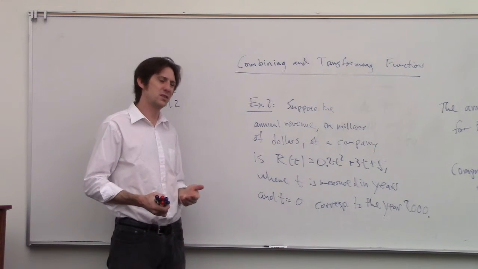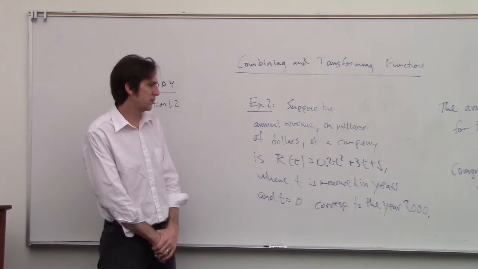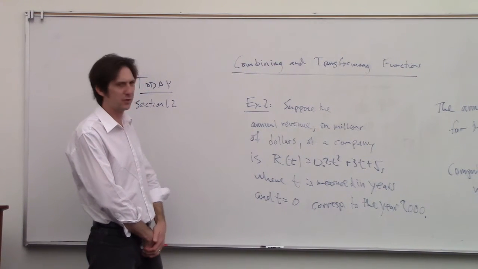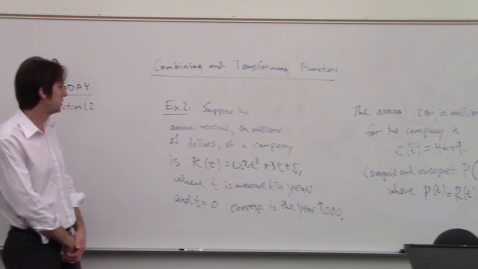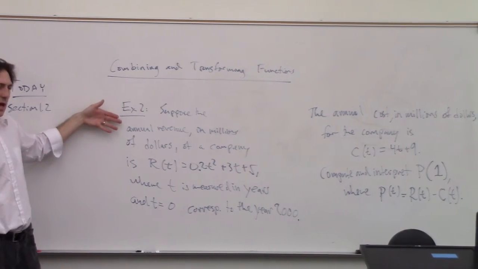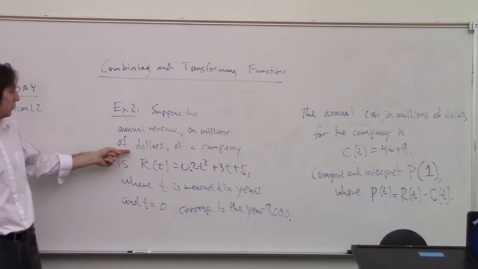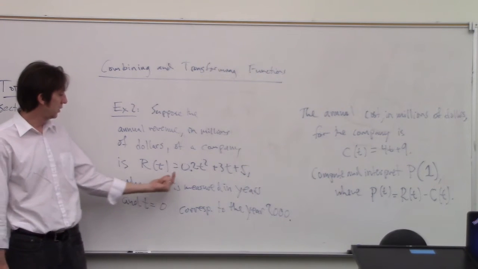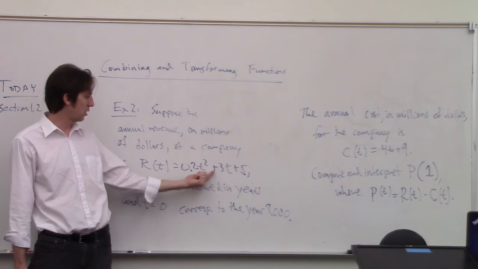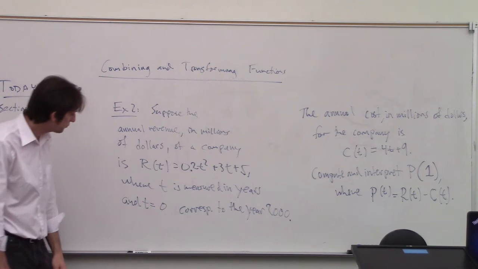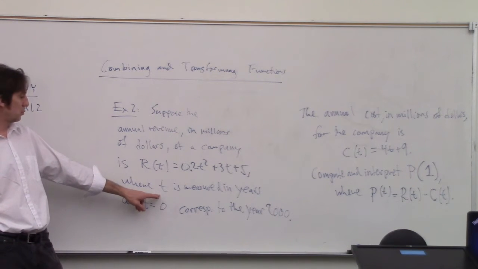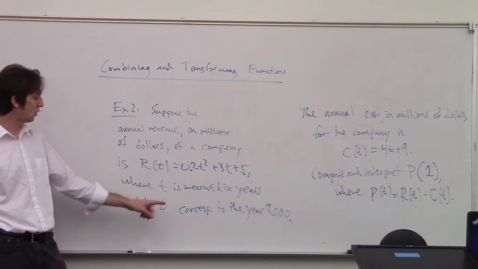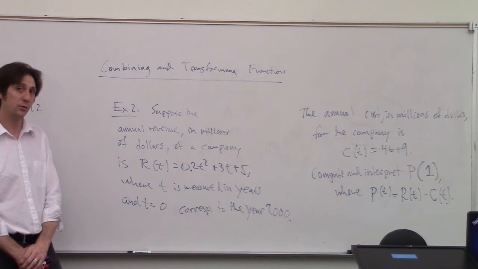I don't normally like to do examples exactly as they are in the textbook, but with this one I decided I mostly would. So this is example 2 from your book, section 1.2. Suppose the annual revenue in millions of dollars of a company is given by this formula, R of t equals 0.2 t squared plus 3t plus 5. The independent variable t is measured in years, and the value t equals 0 corresponds to the year 2000.